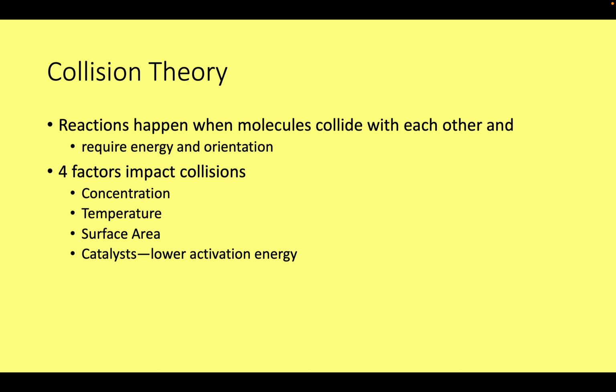Concentration. The more particles there are, the more likely they are to collide. The fewer particles, the less likely they are to collide. So the more concentration, the more collisions. The less concentration, the fewer collisions. Temperature. Temperature has to do with how fast the particles are moving. The warmer it is, the faster they're moving, which means there's more of a chance of colliding.